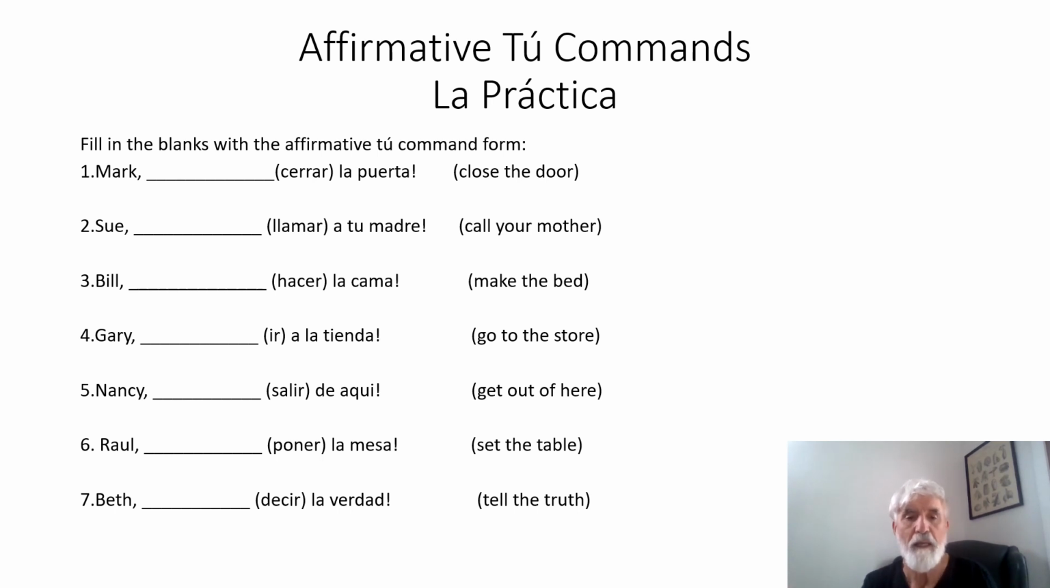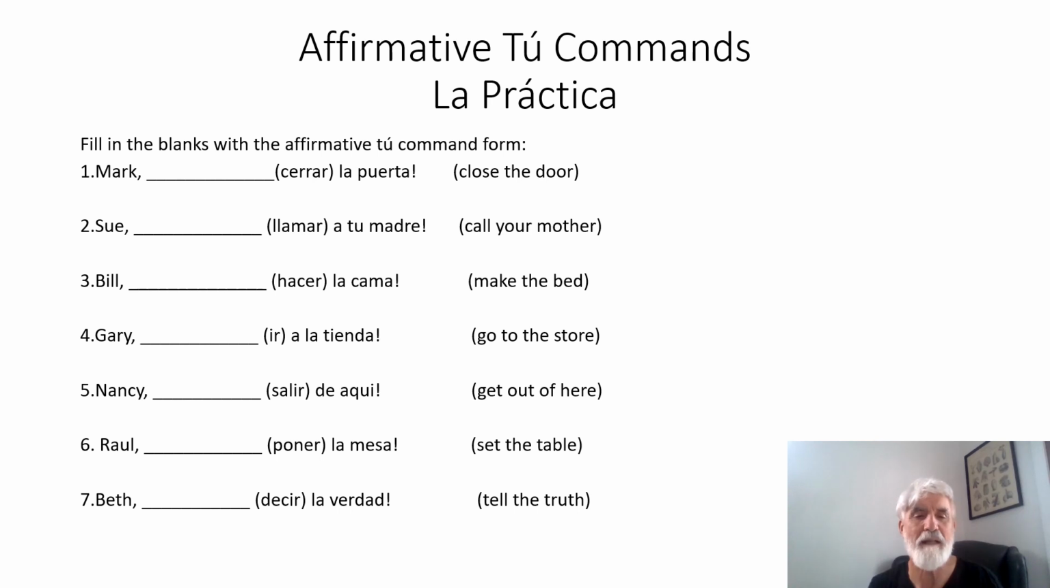Well, let's take a look and do some practice exercises here. What you're supposed to do here is fill in the blanks with the affirmative tú command form. I want you to practice this, so when I say affirmative tú command form, you know what I'm talking about. Here, there are various people being mentioned, and someone is telling each person in the tú form to do something. The verb is there, in the infinitive. We've got to switch it into the command form. So let's go ahead and do it.